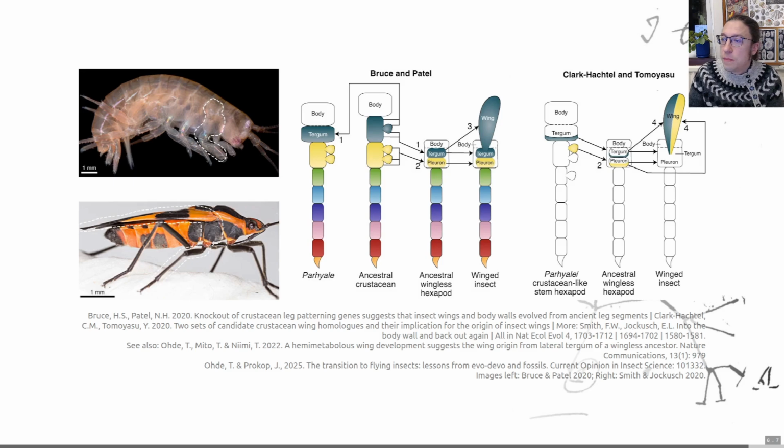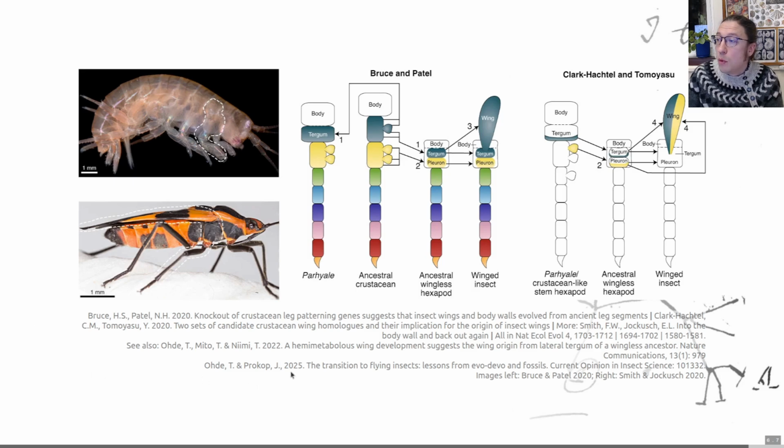This slide is based on a few papers that take EvoDevo and use it to try and answer these questions. These papers compare the development of an insect, shown at the bottom left here, to a crustacean, shown at the top left. The details of what they've managed to reveal are really wonderful. I would encourage you, if you have time and you're interested in this, to check out those papers.